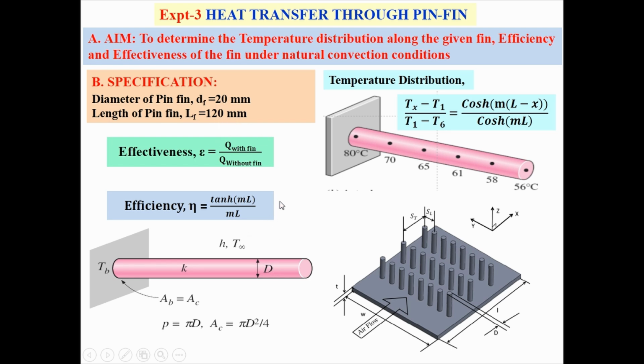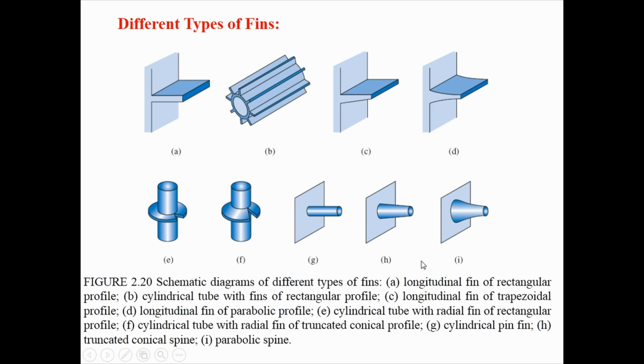In this experiment, we are going to determine the effectiveness of the pin, efficiency of the pin and temperature distribution along the given length of pin. These are some pins for your understanding. Here there are n number of pins, but in our laboratory we have considered a cylindrical type pin, and we are determining the efficiency, effectiveness and temperature distribution for this particular cylindrical pin.